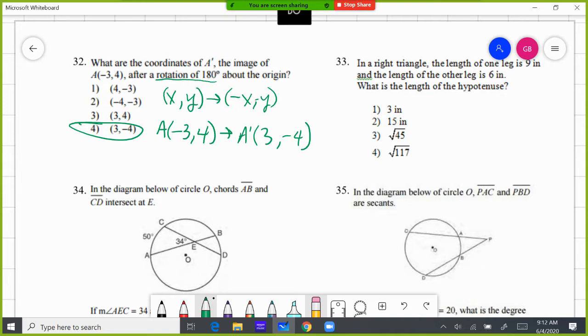For 33, in a right triangle, the length of one leg is 9, the length of the other leg is 6. What is the length of the hypotenuse? So you could use the Pythagorean theorem. a squared plus b squared is equal to c squared. And you're given both legs. Sounds pretty straightforward. So this turns into 81 plus 36. And the sum of that is 117. And to get c by itself, you find the square root of both sides.